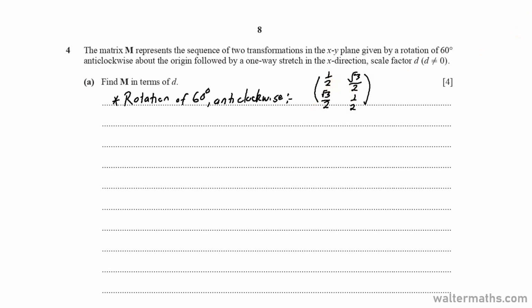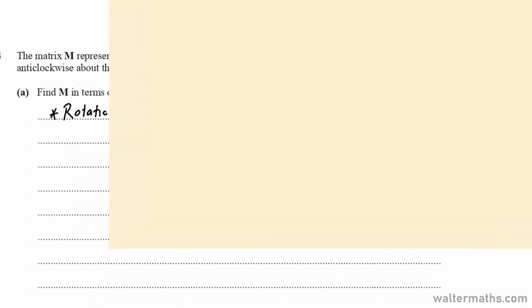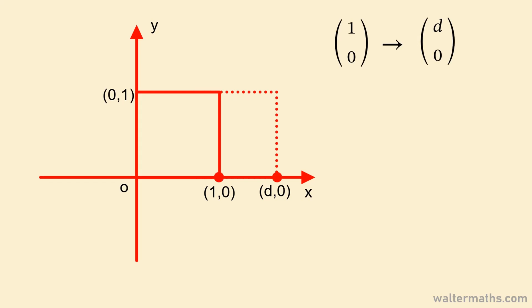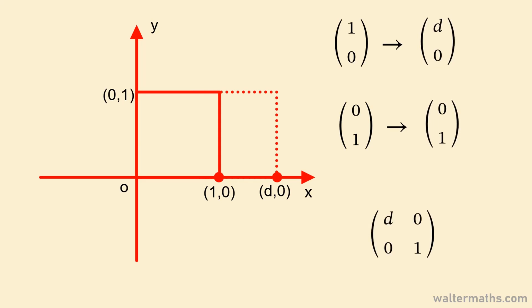Now let us consider the one-way stretch in the x direction. In this case, the unit square is being stretched parallel to the x-axis and the scale factor is d. So that automatically means that the point (1, 0) has been transformed onto the point (d, 0). And the point (0, 1) remains invariant since it's a one-way stretch. So the point (0, 1) is mapped onto itself. So by combining these, we come out with the operator matrix.